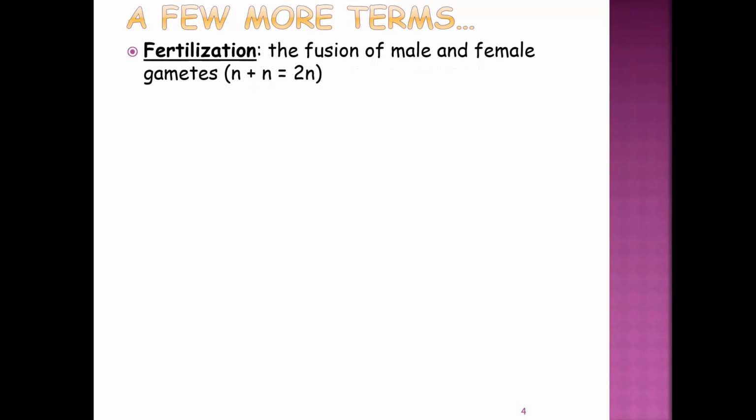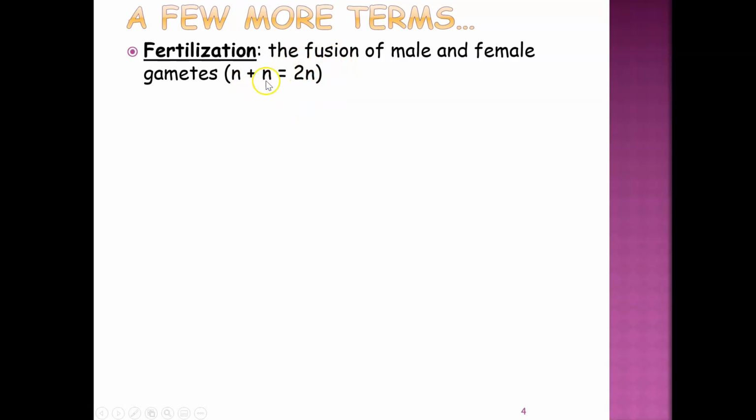A few more terms. So the word fertilization, you know this term. It's basically when the male and female gametes, the sex cells, the egg and the sperm, come together and fuse together. And therefore, because gametes or sex cells have half the number of chromosomes, when they do fuse together, you have the diploid number.